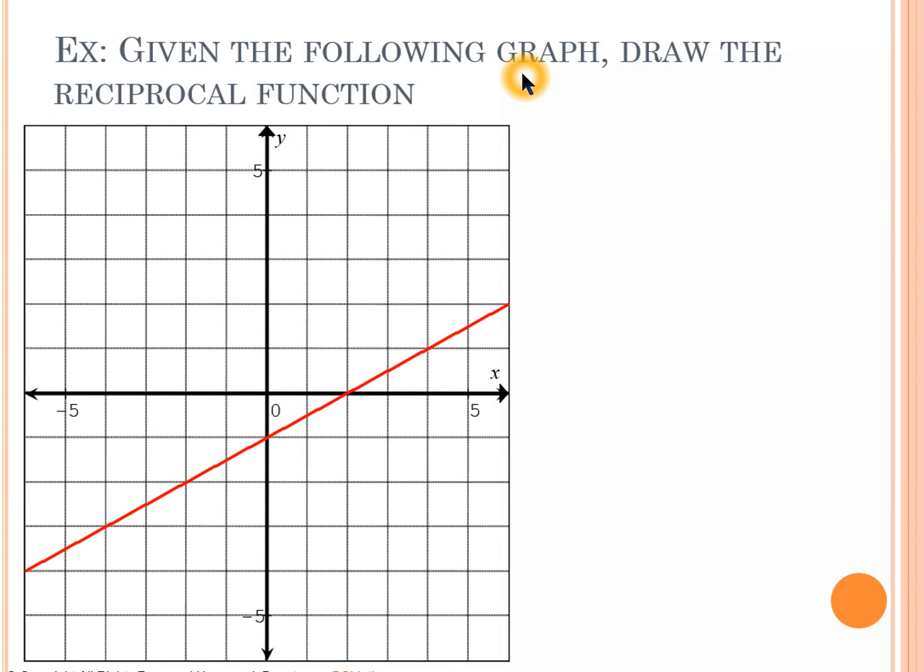Given the following graph, draw the reciprocal function. All right, so here's my original graph. This is just basically a linear line, and I want to graph its reciprocal. So step number 1 when we're graphing reciprocal functions is to find the x-intercept, which is right here. At that point, the y-coordinate is 0.